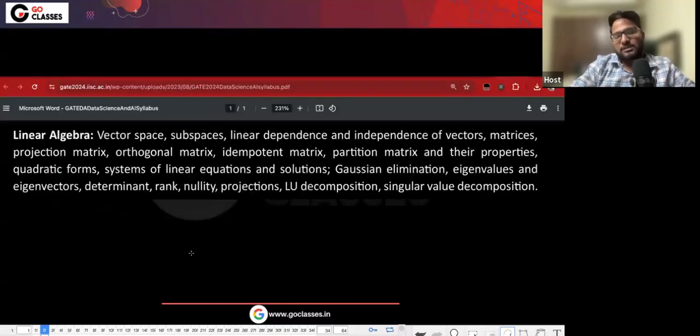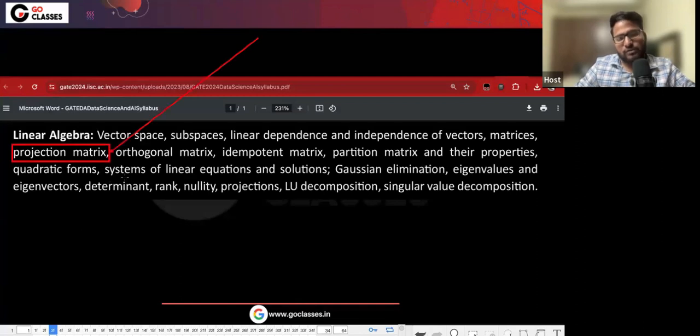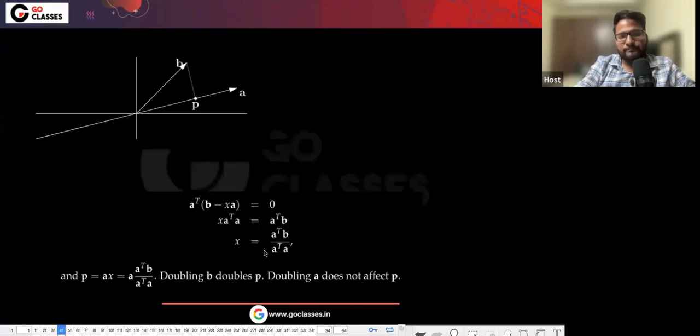This is actually also written in the syllabus directly, which means that some topics sometimes are not mentioned, but they are needed. But this is directly mentioned. As you can see, this projection matrix is directly mentioned in the syllabus. This projection matrix is a part of the GATE syllabus. So let's just get started again.